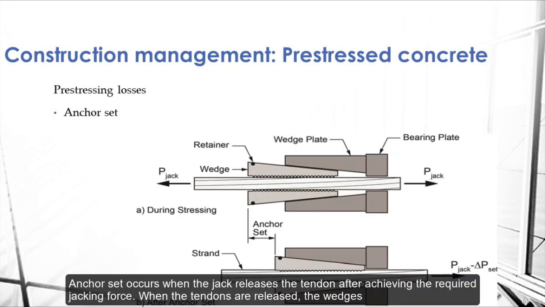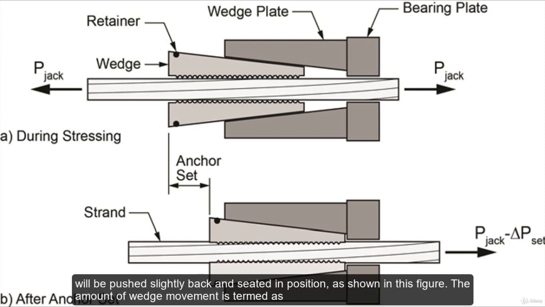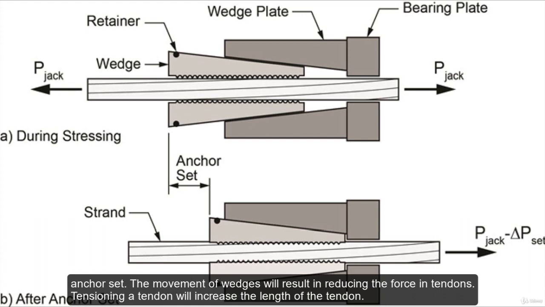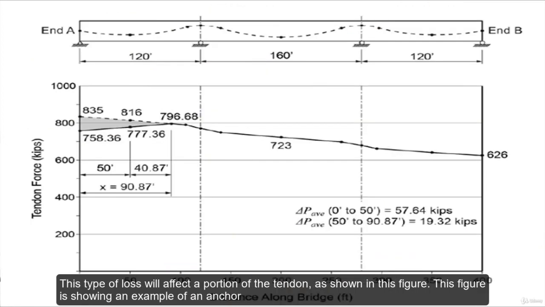Anchor set occurs when the jack releases the tendon after achieving the required jacking force. When the tendons are released, the wedges will be pushed slightly back and seated in position, as shown in this figure. The amount of wedge movement is termed anchor set. The movement of wedges will result in reducing the force in tendons. Tensioning a tendon will increase the length of the tendon, but when the wedges are seated, the internal tension force of the tendon slightly reduces. This type of loss will affect a portion of the tendon, as shown in this figure.